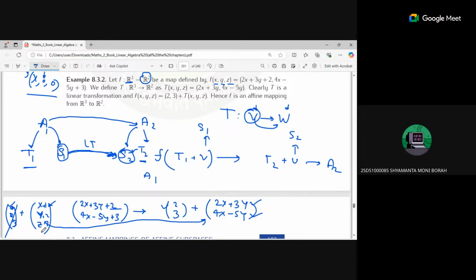So since, for example, in this case we are getting 1, 2, 3 outside, in that case we still have to find out this 1, 2, 3. So firstly, if I take any vector, I will remove this 1, 2, 3 part. Then I will apply this transformation, and then I add 2 comma 3 to it to get its image.